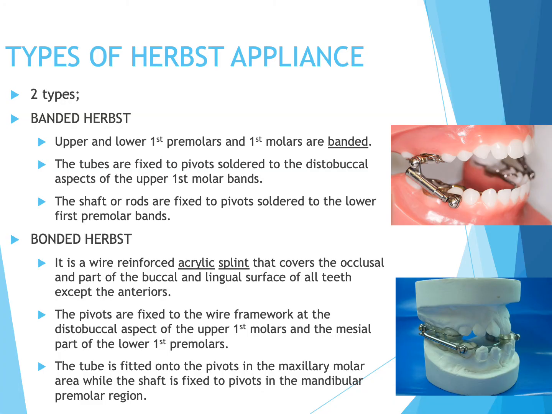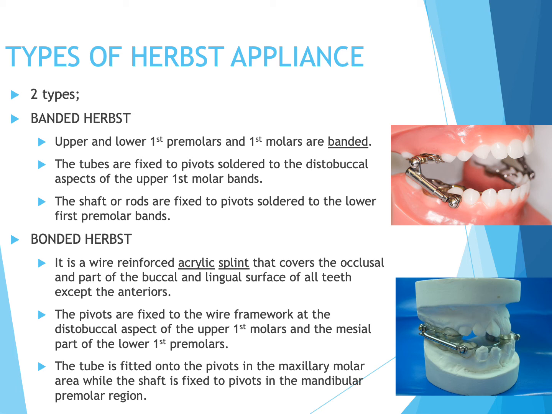There are two types of Herbst appliance. The first one is banded Herbst and the second one is bonded Herbst. For banded Herbst, the upper and lower first premolars and first molars are banded. The tubes are fixed to pivots soldered to the distobuccal aspect of the upper first molar band. The shaft or rod or plunger is fixed to pivots soldered to the lower first premolar band.